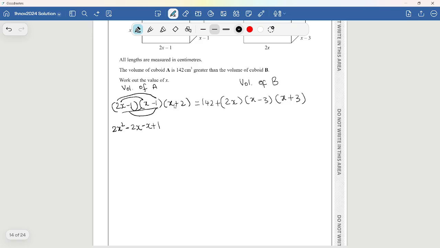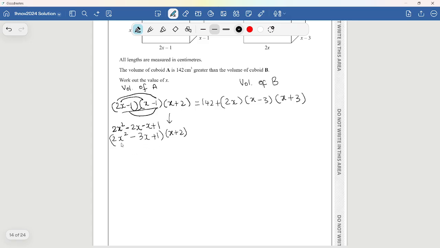So before moving ahead to multiply it with this parenthesis, I would like to simplify it here itself, because I can see there are these like terms: minus 2x, minus 2x, minus 2x and minus x. So which can be written as 2x squared minus 3x plus 1. And then I will take down this x plus 2.